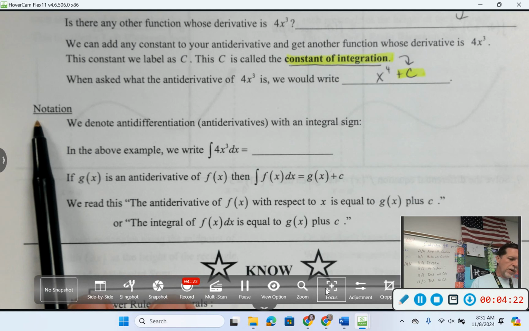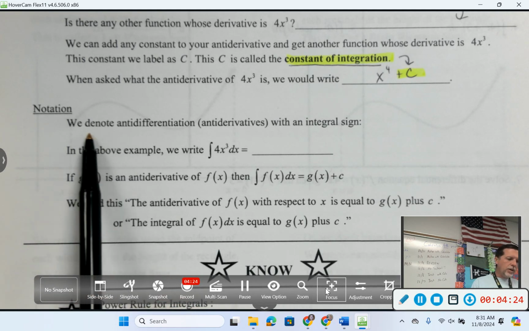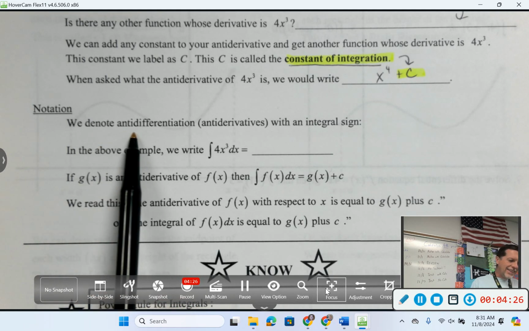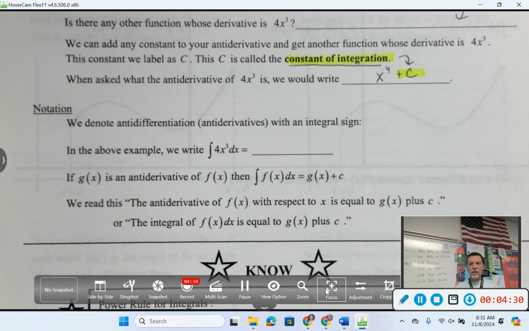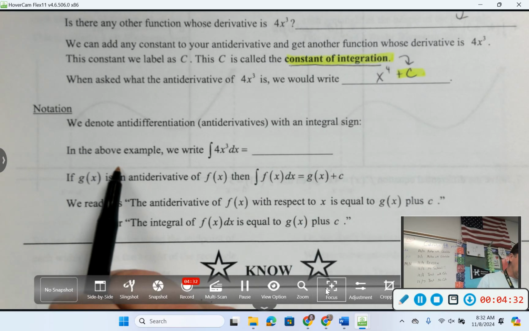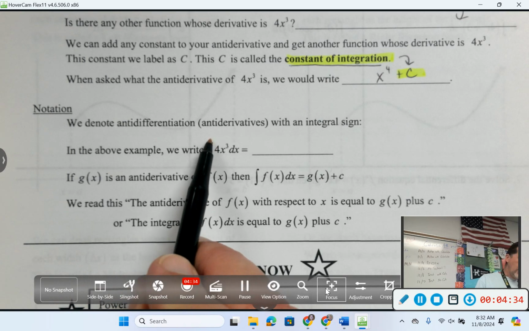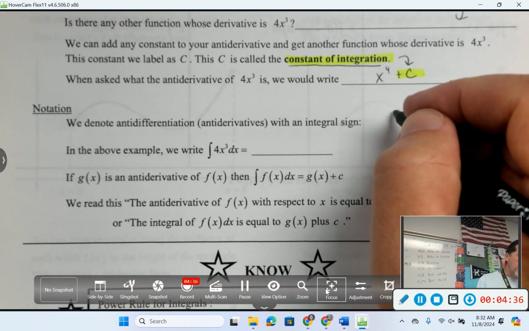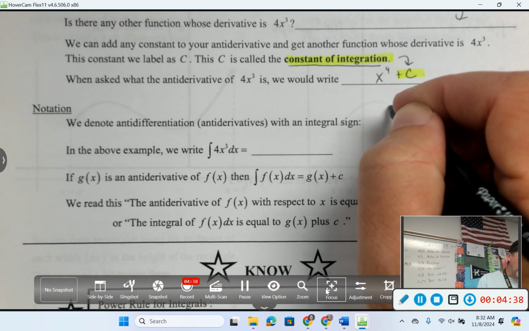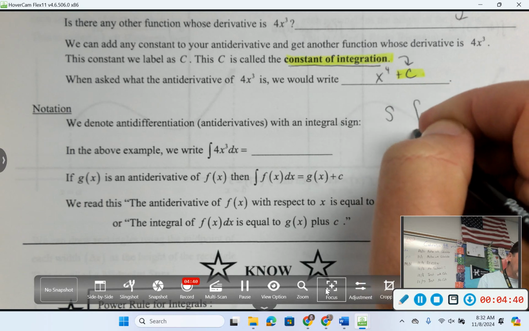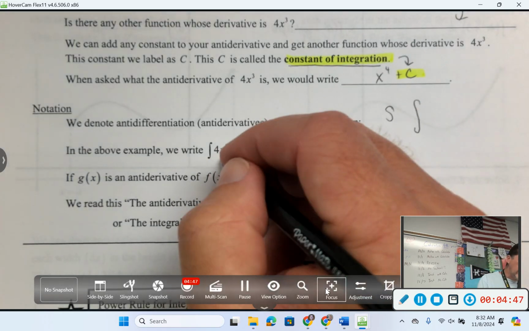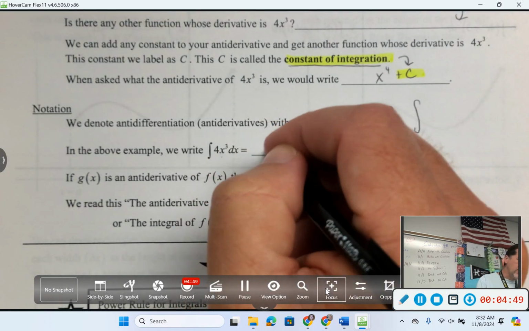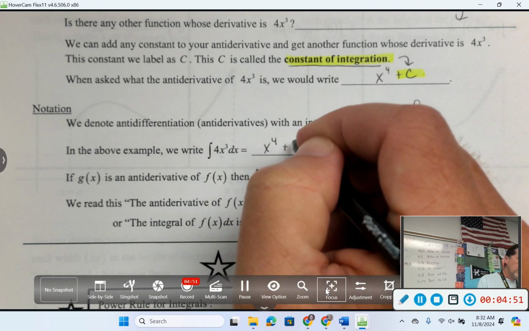Okay, a little word about notation here. We denote antidifferentiation, antiderivatives, going backwards, with an integral sign. This elongated S is what it means, and we'll talk about why it's an elongated S later. It means take the antiderivative of. So we already said the antiderivative of 4x cubed is x to the fourth, but don't forget the plus c.